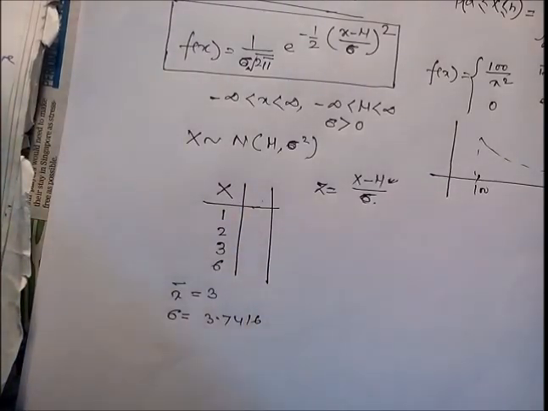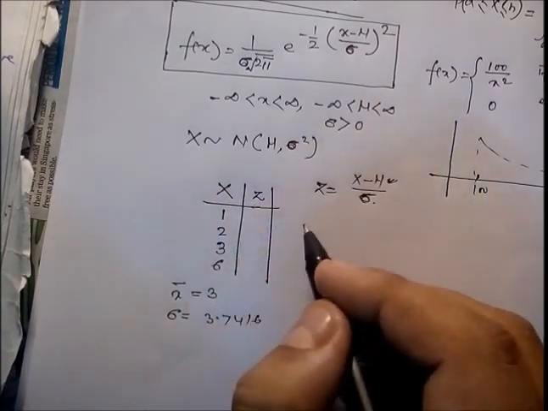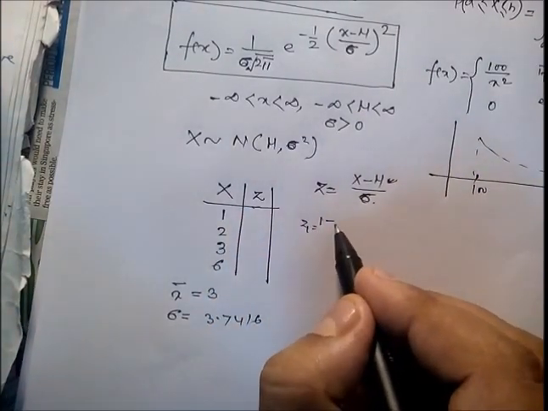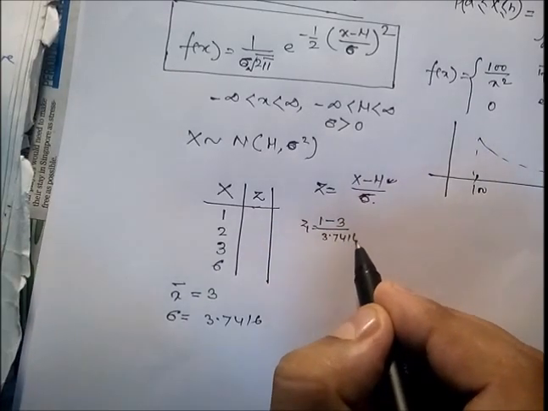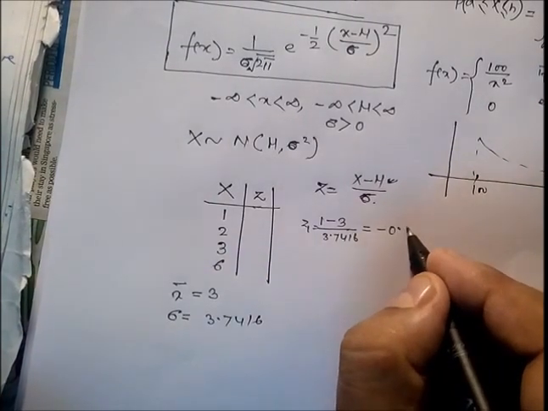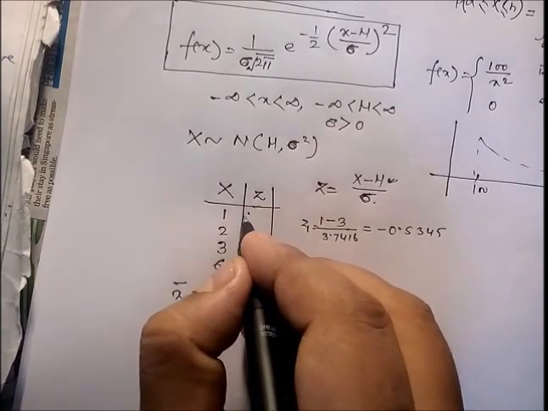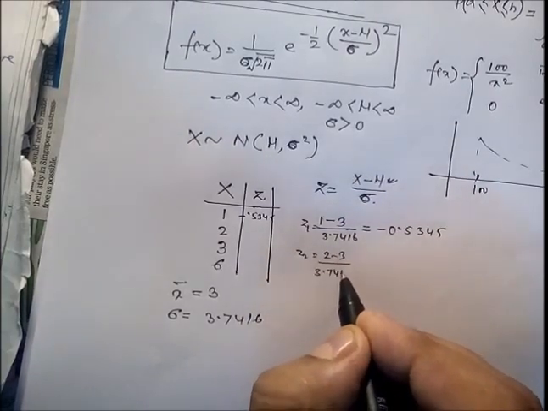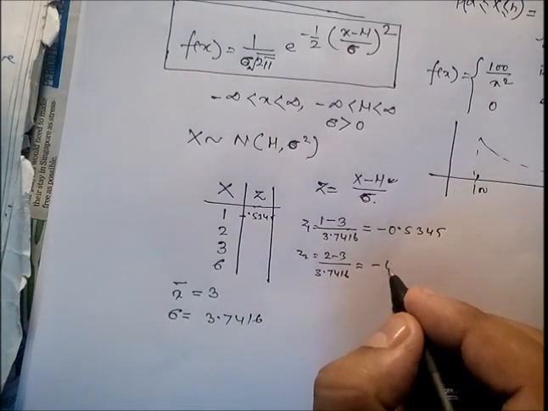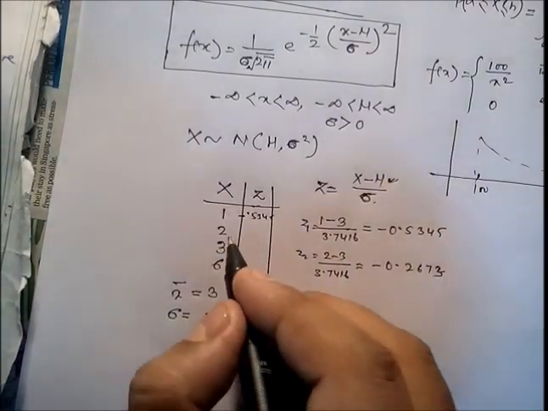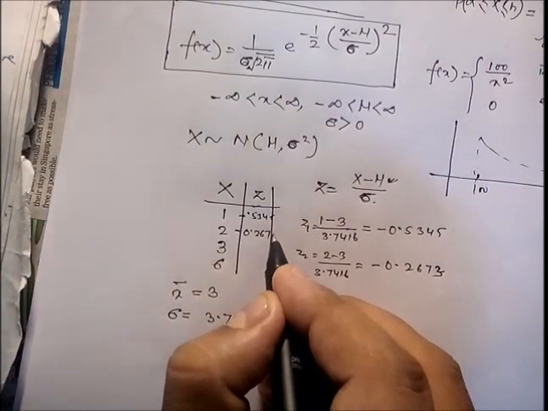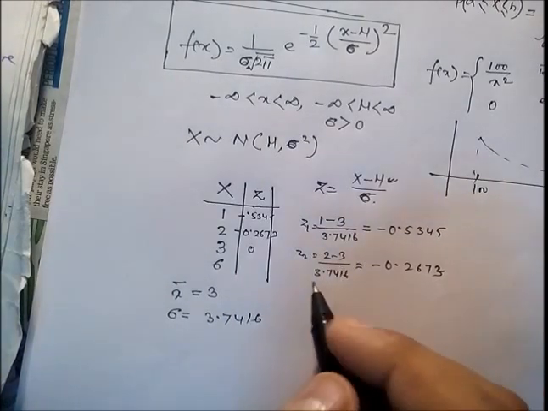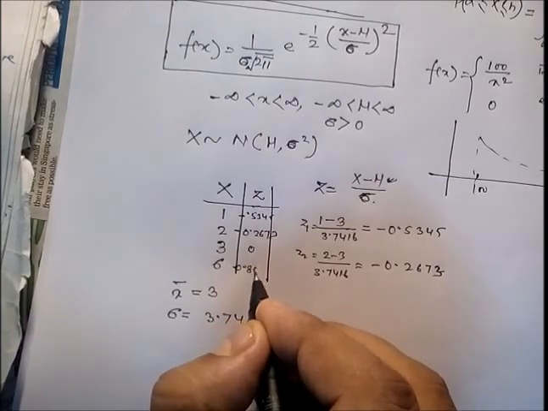3.7416. Okay, now to know the associated z values for this particular data, assume z1 is 1 minus mean by standard deviation, 3.7416, and the value is minus 0.5345. For z2, 2 minus 3 by 3.7416, the value is minus 0.2673. For z3, 3 minus 3, here it is 0. And z4, 6 minus 3 by standard deviation, the value is 0.8018.